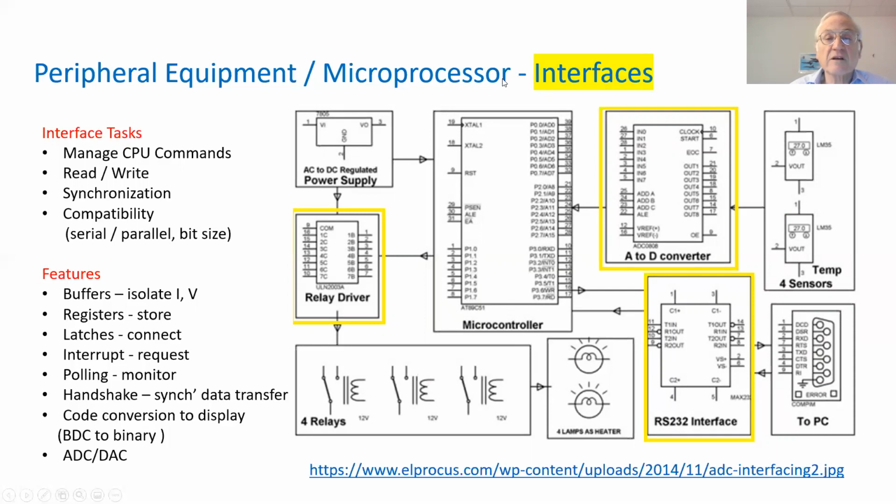So the task of the interface is to manage the CPU commands, to decide whether it's read or write, to synchronize the speed of communication, and make sure that the bits are compatible, whether they're in serial or parallel. And then it has to have features such as buffers, registers, latches to make connections, interrupt, polling. We'll take a look at this in a few slides. Handshaking, and then code conversion, such as from BCD to binary, and then A to D converters.